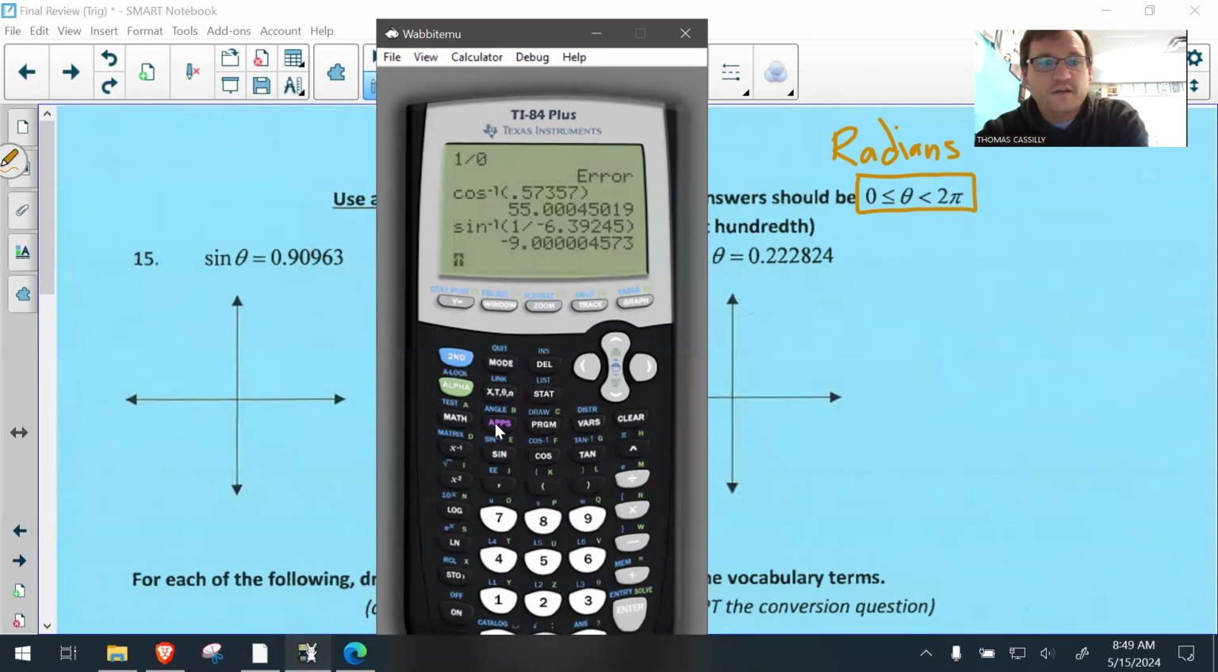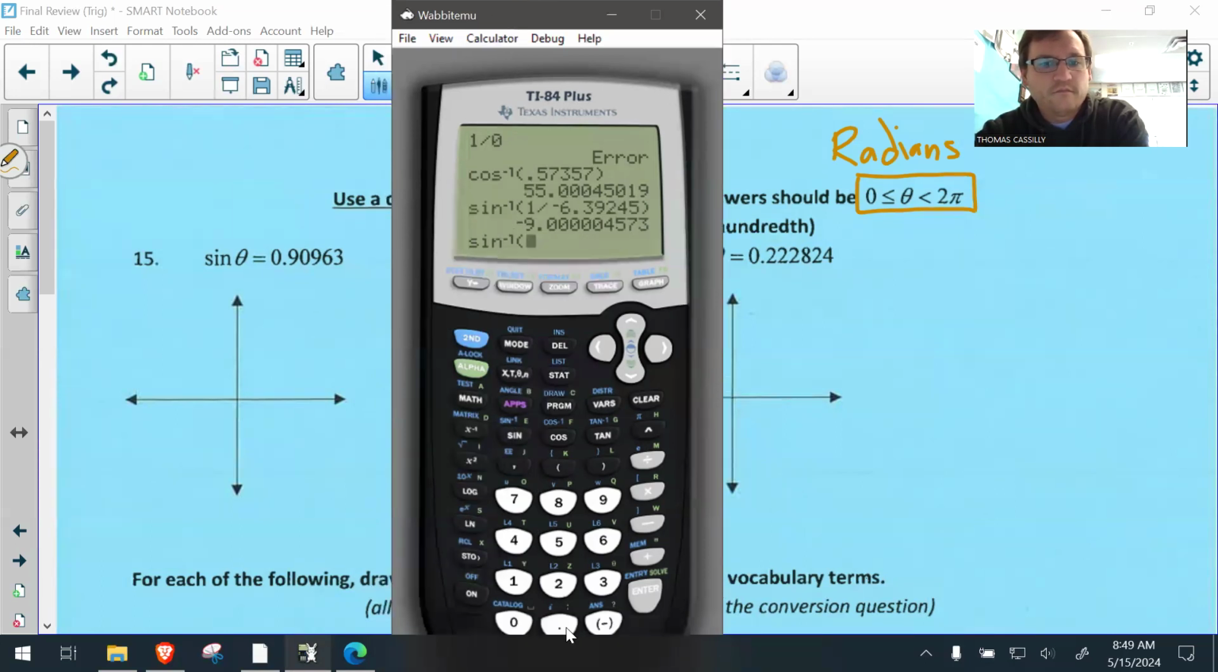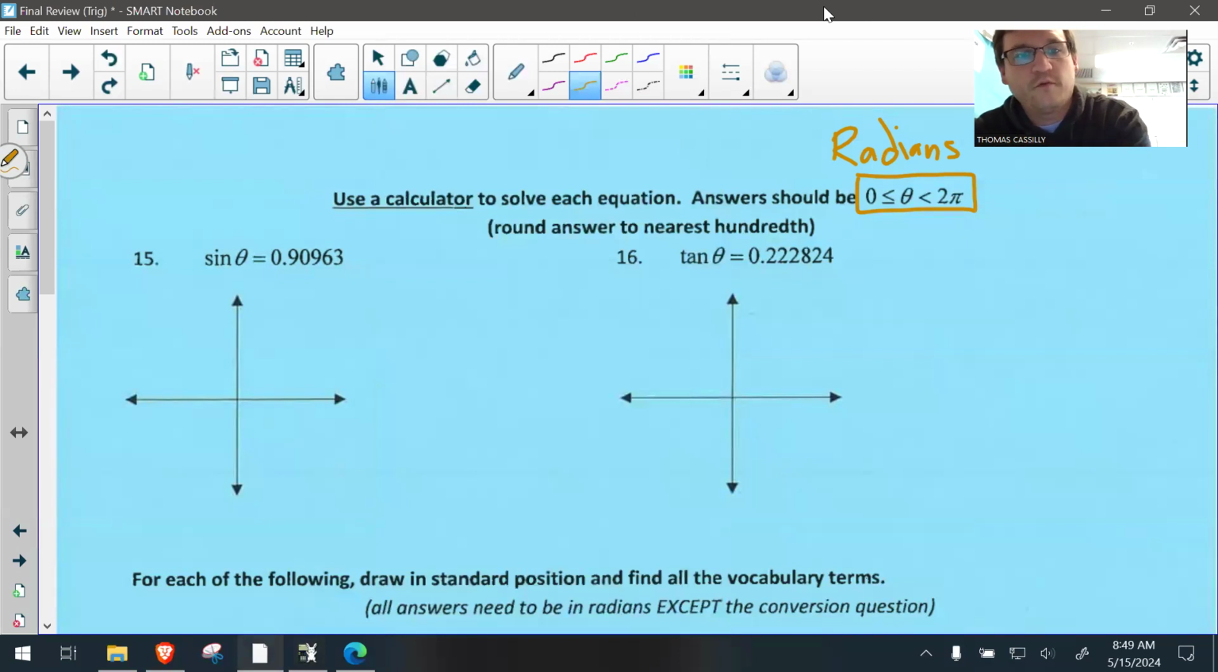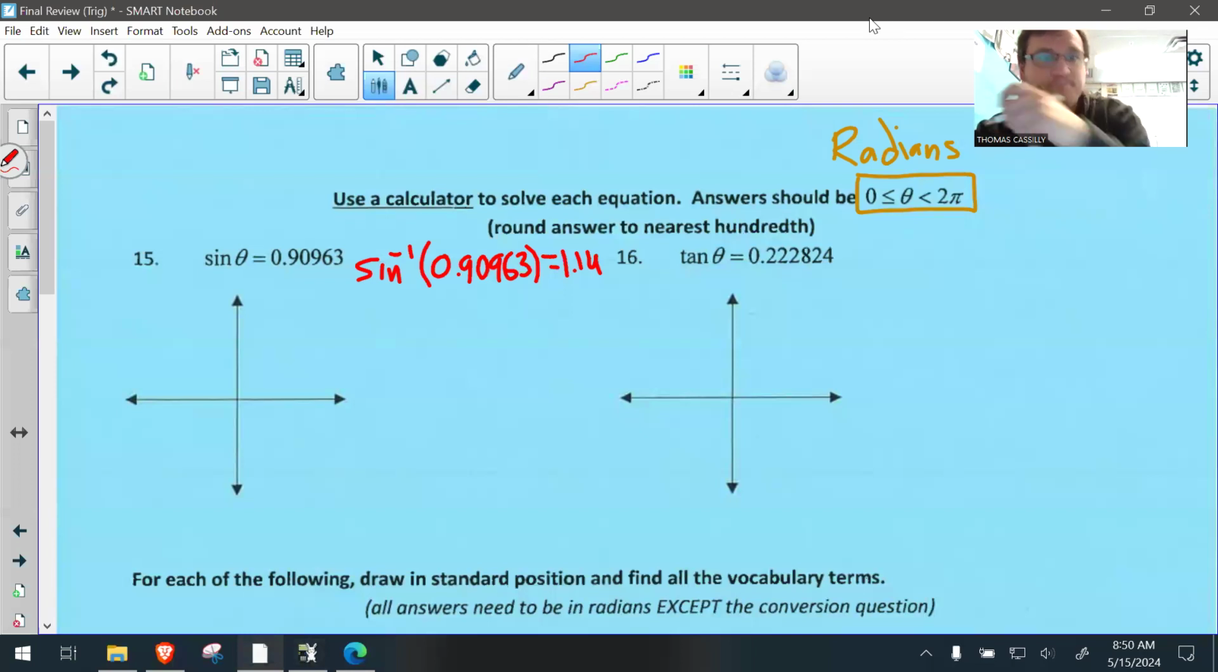The inverse sine now of that decimal, 0.90963. And again, it's going to be an ugly number. You're not getting those nice degrees that we have here. It's 1.14. So let me just write all that down. The inverse sine of 0.909 equals 1.14. Let me double check that. All right. So keep in mind, when we're in radians, we do get the decimals.